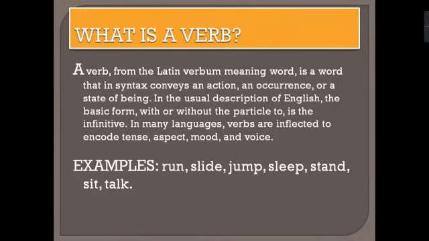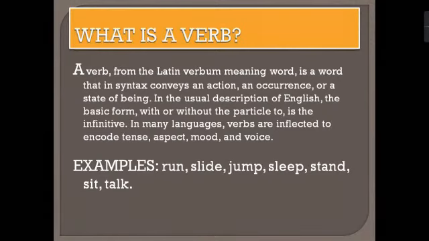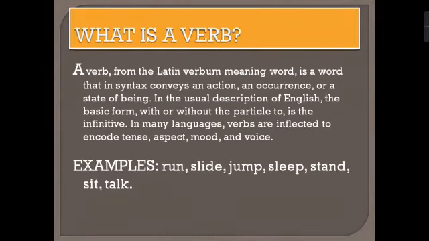What is a verb? A verb, from the Latin verbum meaning word, is a word that in syntax conveys an action, an occurrence, or a state of being. In the usual description of English, the basic form, with or without the particle to, is the infinitive. In many languages, verbs are inflected to encode tense, aspect, mood, and voice. Examples: run, slide, jump, sleep, stand, sit, and talk.